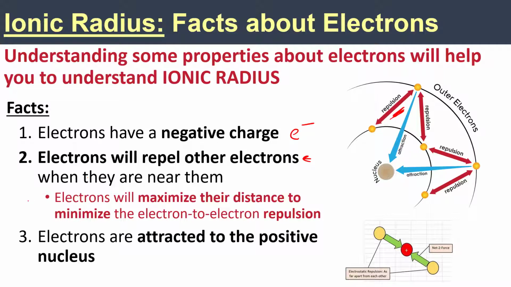What winds up happening is what we have written down here in red, and this is probably one of the most important things that I'm going to talk about in this video: electrons will want to maximize their distance from each other to minimize this electron to electron repulsion. This means they will drift as far away from one another as possible to minimize the repulsive nature of their charge. The last thing you have to know about electrons is that they are negative and therefore they are attracted to the positive nucleus. So there's a lot going on in the cloud. There is electron to electron repulsion, but yet there still is some attraction to the nucleus.